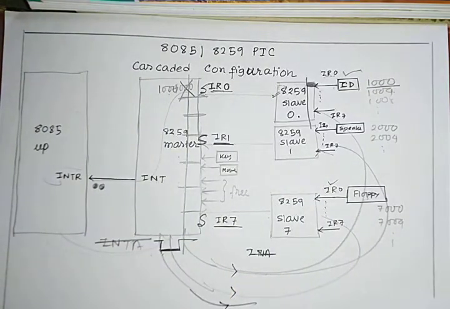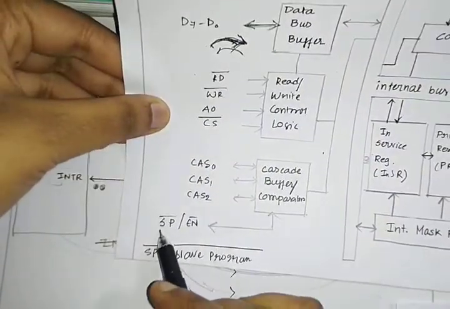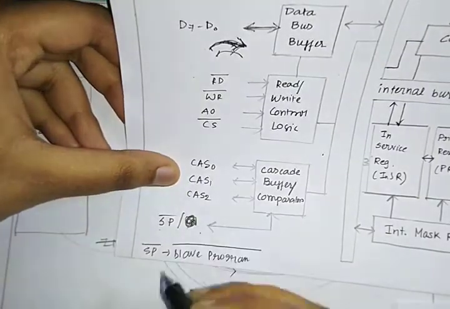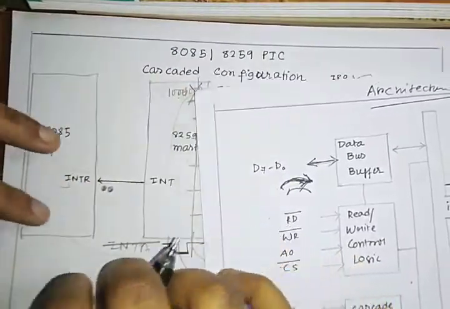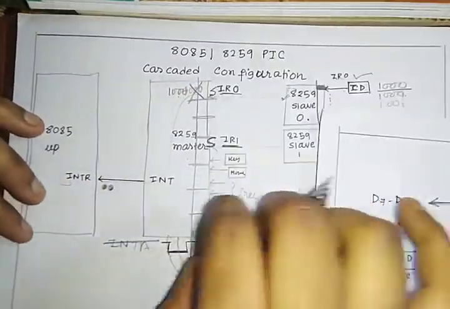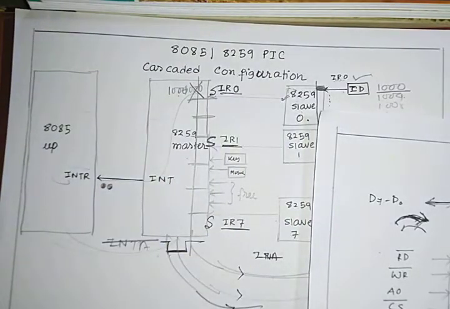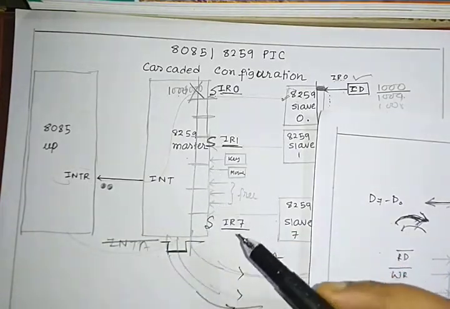Last one. In this diagram there was another line also, SP bar / EN bar. So this is for 8086. Don't look at this right now. SP, slave program. The MUP has to know if any slave is also connected to my 8259 PIC, and for that signal, this SP line is used. So just remember that it tells whether there is a slave connected or not.